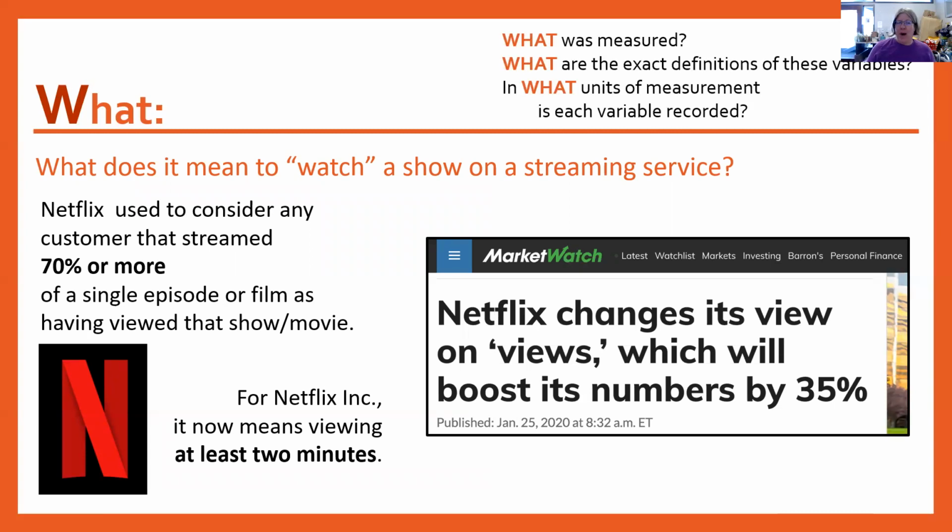So then they would say I watched this show when maybe it was nothing I was interested in at all, and it just happened to be the next thing that showed up in the random viewer. So that change from 70% to 2 minutes, I would definitely expect that their numbers are going to go up, but I don't think it's because more people are watching TV. I think it's just how they changed that definition.